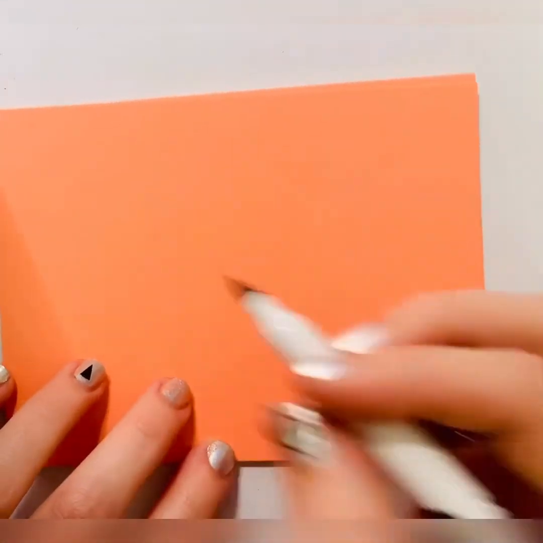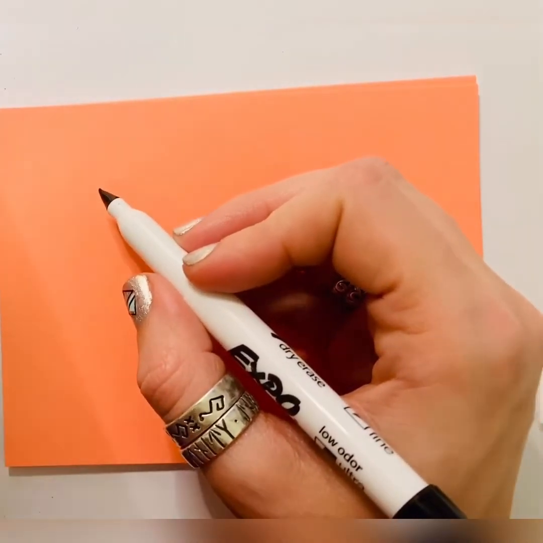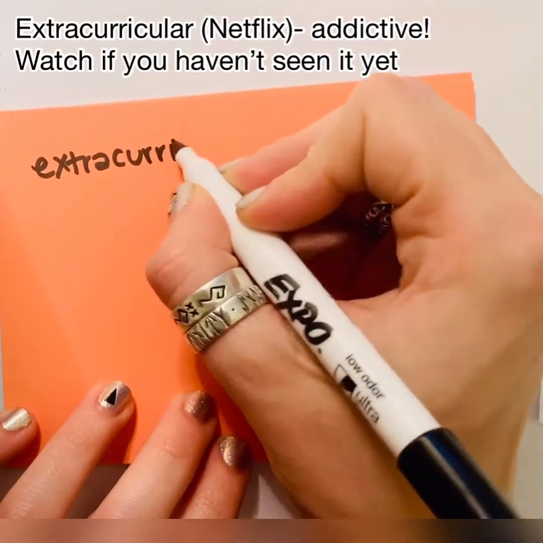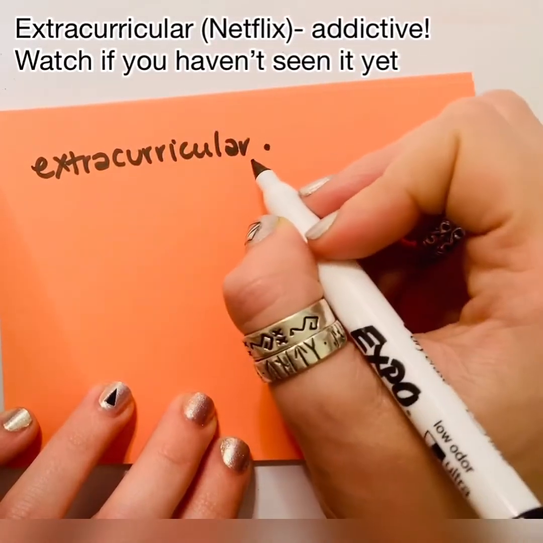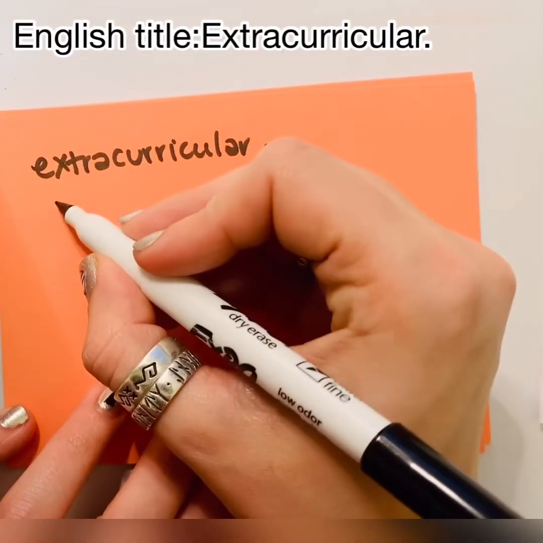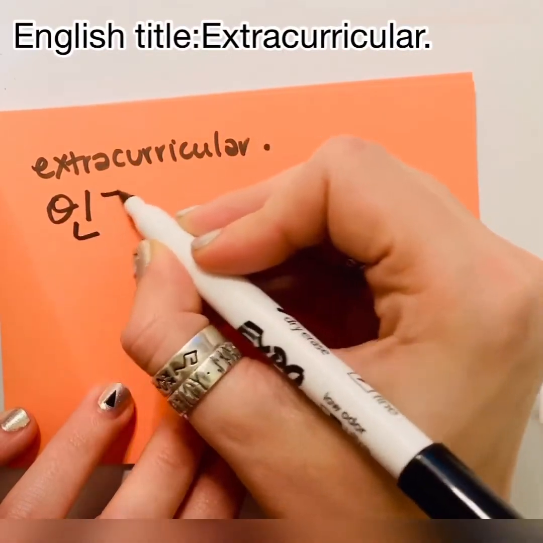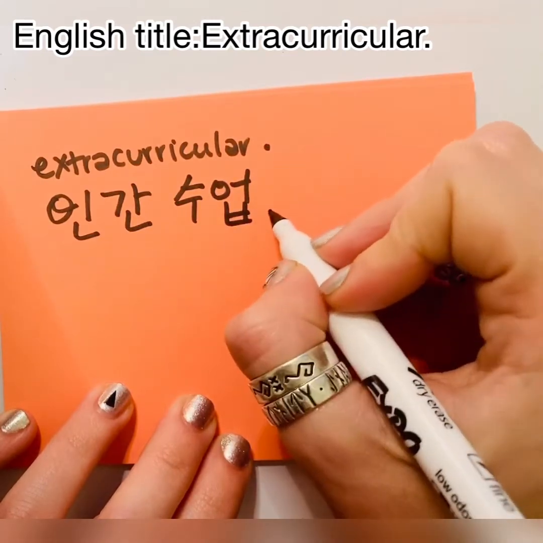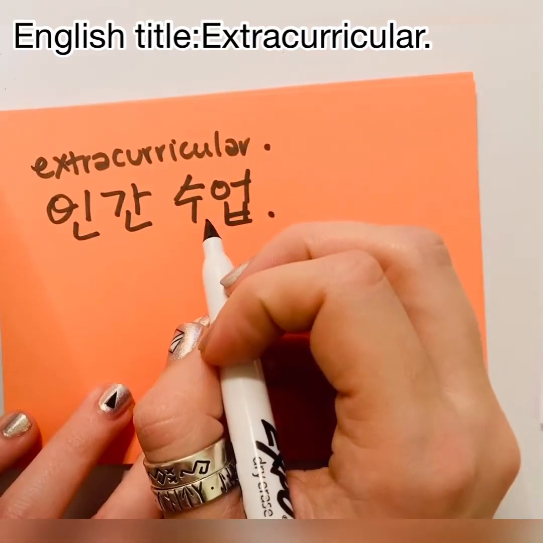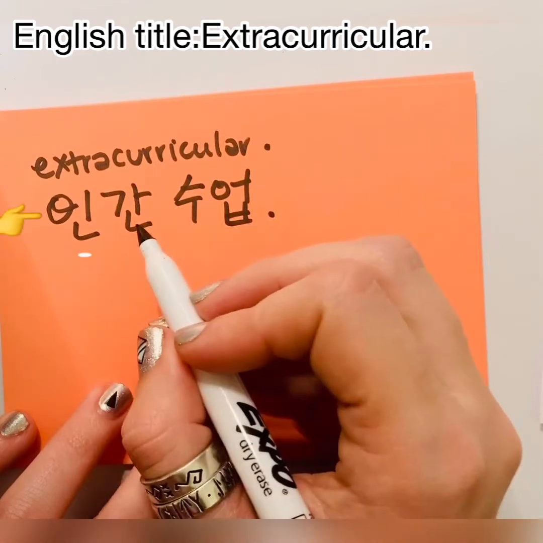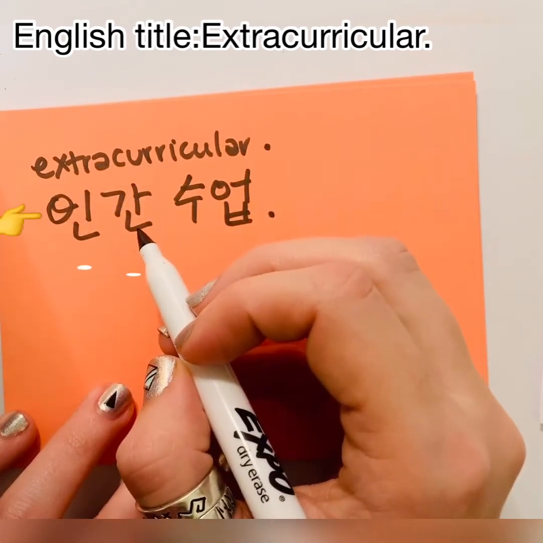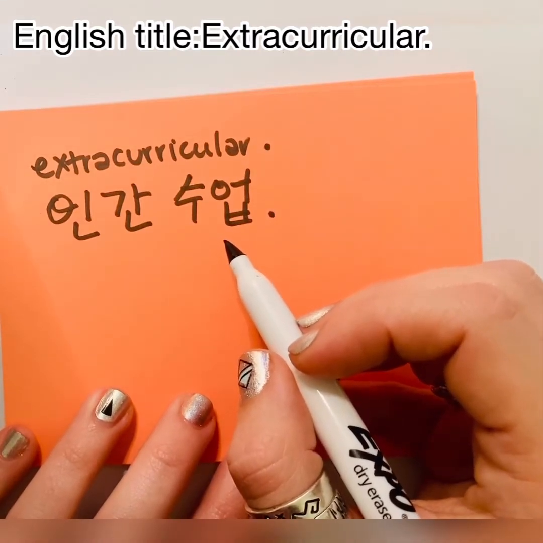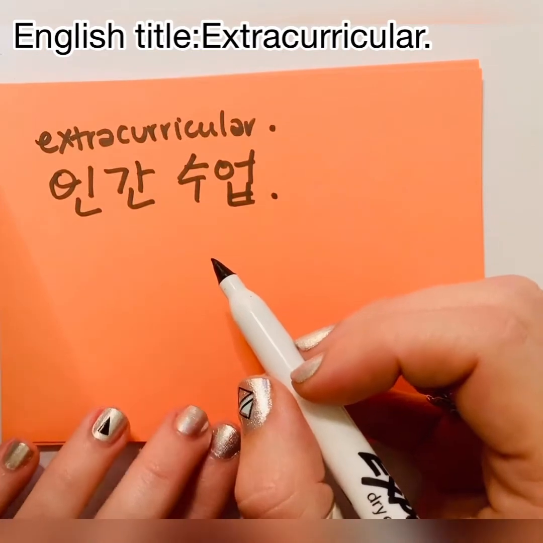Another drama I really like, it's on Netflix as well, in English, is called Extracurricular. I don't know if you've seen it. You should if you haven't. In Korean, it has a completely different name. It's called 인간 수업. So you might be familiar with these words in Korean. 인간, meaning humans, people. 수업, a class. But let's put it together and see if we can get a better translation out of that and see what the Chinese characters say as well.